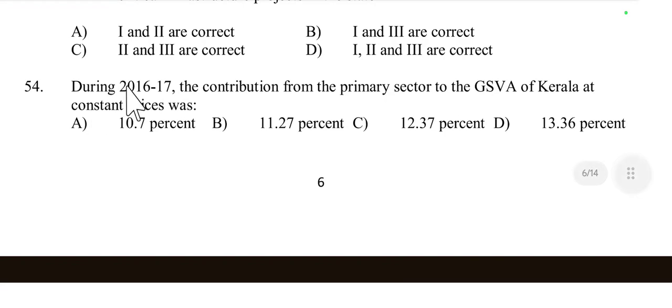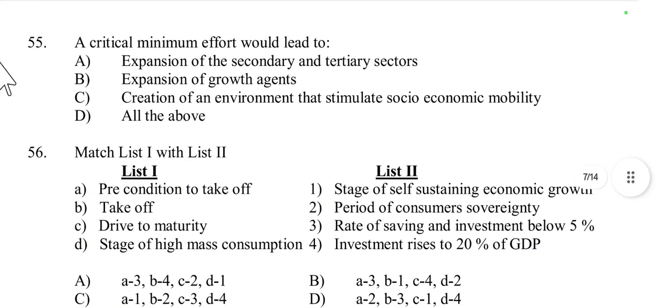Then question number 54, during 2016-17, the contribution from the primary sector to the gross state value added of Kerala at constant price was around 11.27%. Then 55, a critical minimum effort would lead to expansion of secondary and tertiary sector. Yes, critical minimum effort leads to expansion of secondary and tertiary sector, expansion of growth events. Yes, then creation of an environment that stimulates socio-economic mobility. Yes, all of these are correct according to the critical minimum effort thesis.